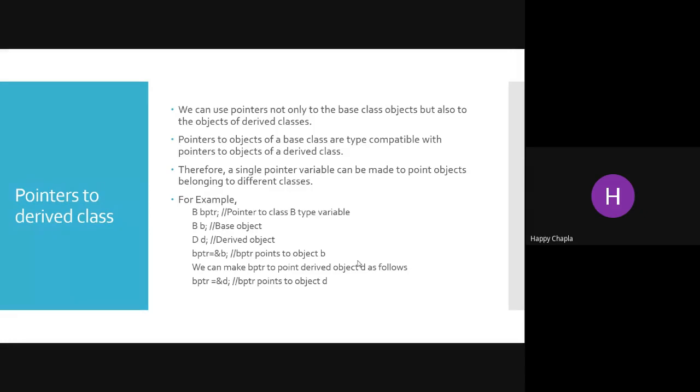Okay, now this is pointers to derived class. We had already discussed this. In this example, we can use pointers not only to the base class object, but also to the object of our derived class. Pointers to objects of a base class are type compatible with pointers to objects of a particular derived class, not the base class. Make sure, that's why whenever we are trying to access the base class functions, it will directly call.